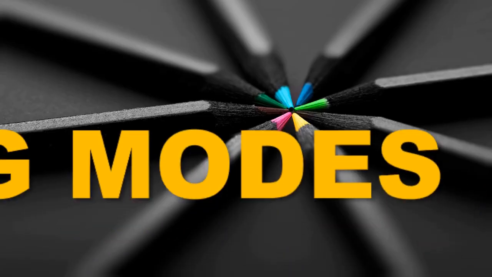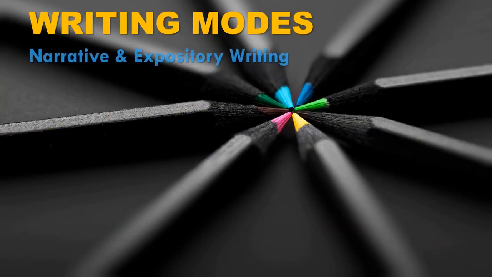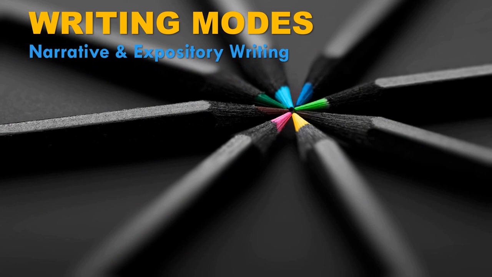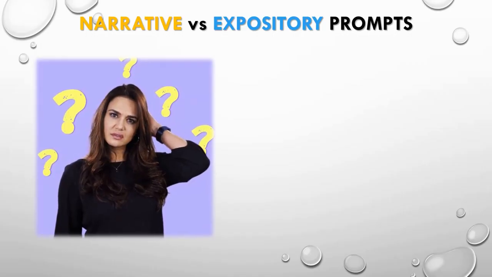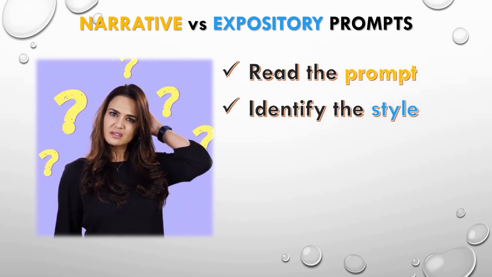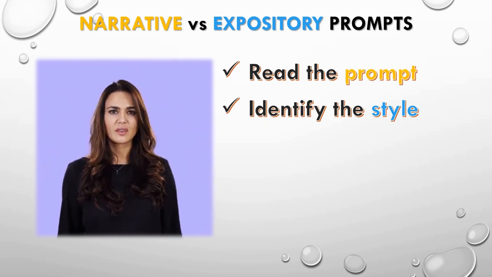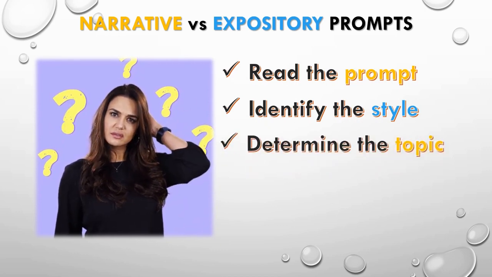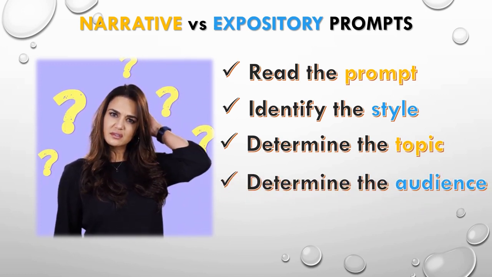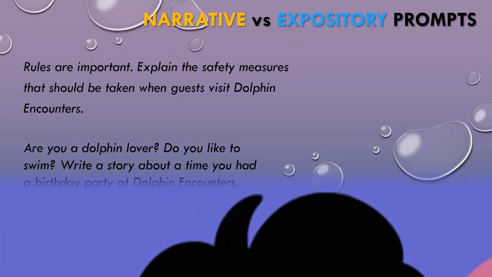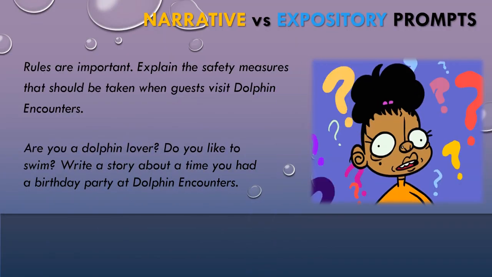Have you ever been told that you are writing off mode? Well, it's time for us to look at the writing styles of narrative and expository writing. Before writing an essay, it is important to read the prompt and identify the style of writing expected. This helps you, the reader, to determine the topic you are writing on, the audience you are writing for, and the purpose for writing. Can you tell the differences between these prompts?